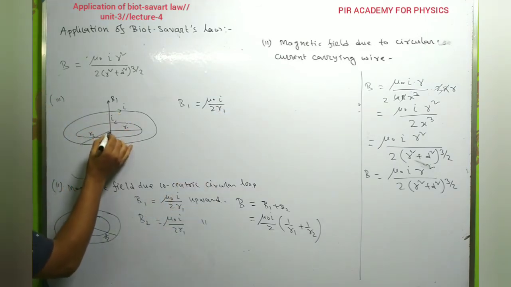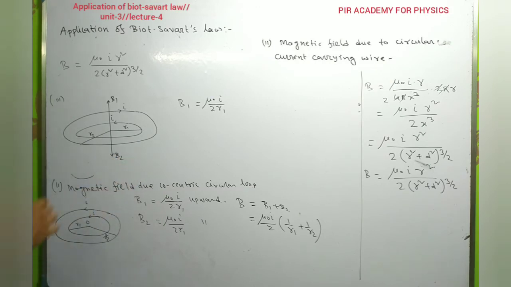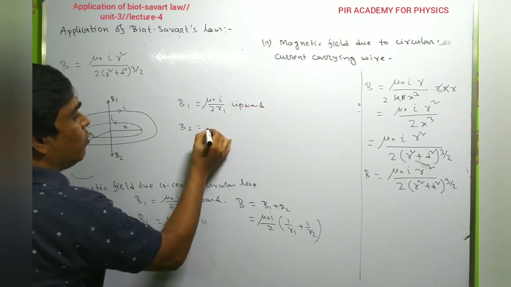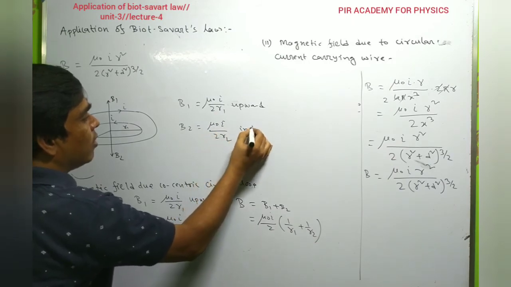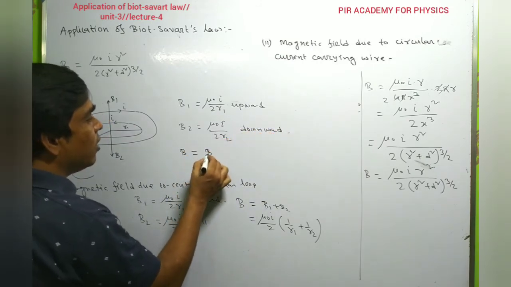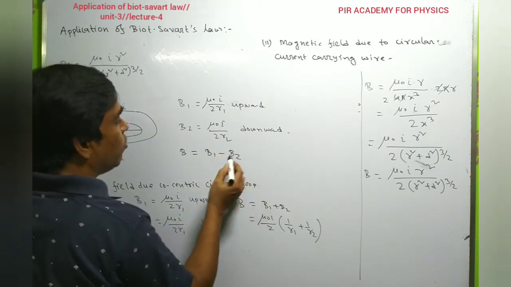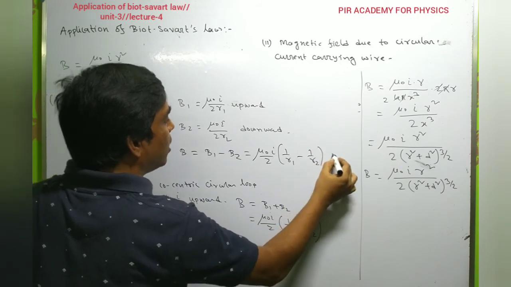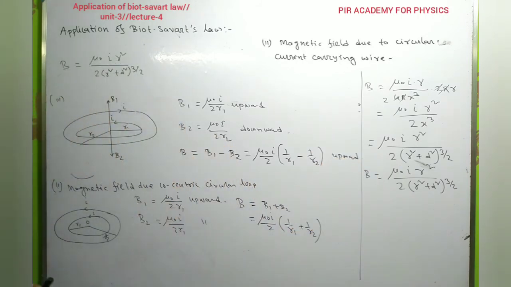And the magnetic field due to loop number 2, dl cross R, is along this direction. So B1 is upward, and B2 will be mu 0 I by 2 R2, and this is downward. So the total magnetic field will be B1 minus B2. So it will be mu 0 I by 2, 1 by R1 minus 1 by R2. It will be upward, because the magnetic field due to the small circular loop is greater than that of the larger circular loop. This is the magnetic field due to concentric circular loops.